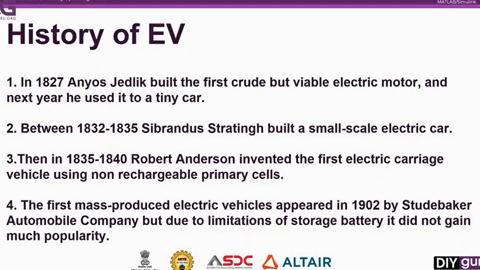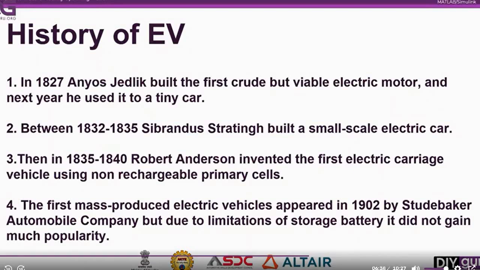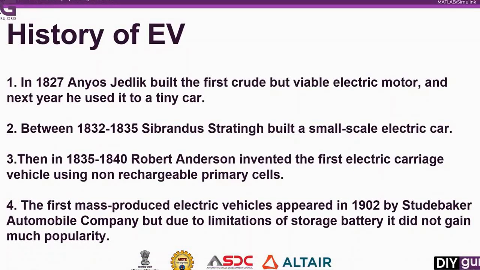and between 1832 and 1835, the exact year is unknown, Robert Anderson of Scotland invented the first crude electric vehicle carriage, which was powered by non-rechargeable primary cells.